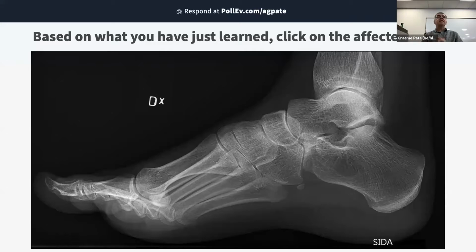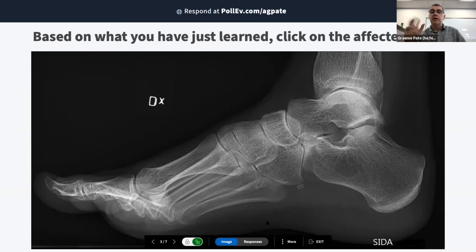So here I have, based on what you've just learned, click on the affected area. Now I know that I'm looking for the navicular. Okay, we're talking about the navicular in this class. So before we start, let's make sure you know where that is. So could you please click on the navicular? And let's just see if anyone knows where that is, because I didn't. I had to look it up. No cheating, no looking it up.